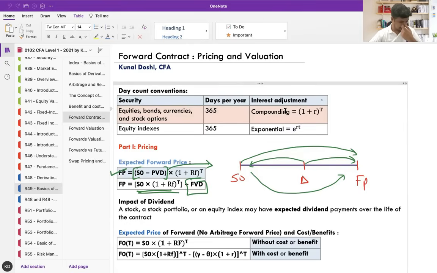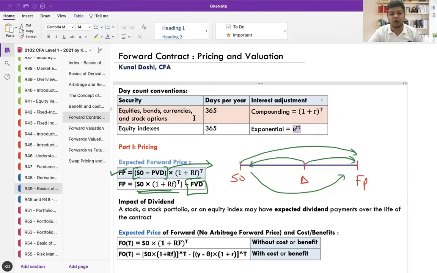Clear? Now this is by default, but I've just mentioned that this is what we do. In reality, when you go to level 2, you will be doing valuation not only for stocks but for indexes. And for indexes, we do exponential. We don't do 1 plus r raised to t. We do e raised to rt. That you don't have to worry about in level 1. I've just mentioned it for your reference.